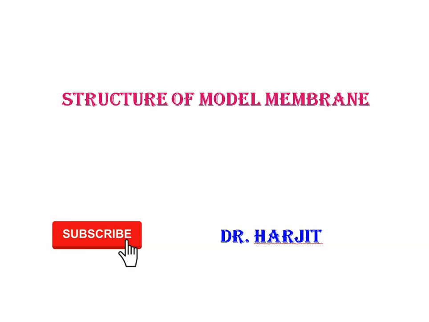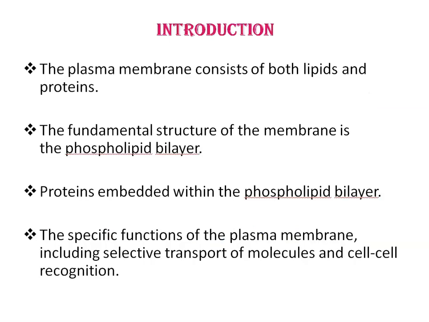Our today's topic is structure of a model membrane. The plasma membrane consists of lipids and proteins. The fundamental structure of the membrane is the phospholipid bilayer, which forms a stable barrier between two aqueous compartments. In the case of plasma membrane, these compartments are the inside and the outside of the cell.